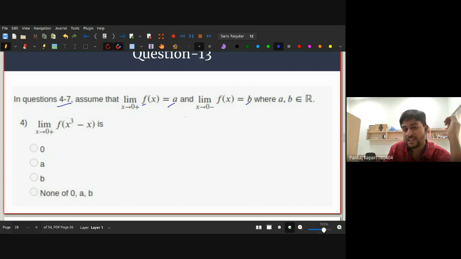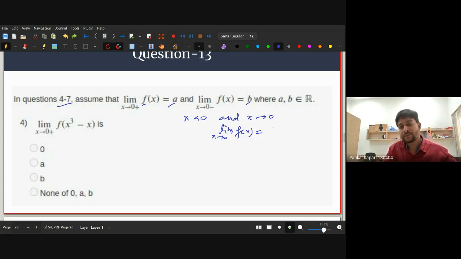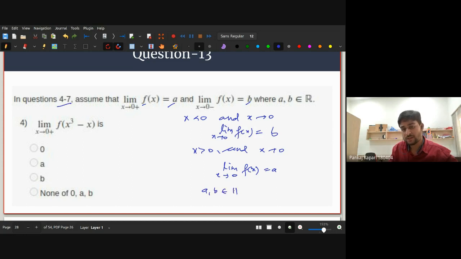That is, if your x is less than 0 and x still approaches 0, then the limit of your function is, oh no, it's b. And these numbers are real numbers. So if x is positive and x goes to 0, that means you are approaching 0 from the right hand side, and this limit is given to be a. Both these limits are finite numbers, they belong to R. These are not infinite limits, these are finite limits, they are real numbers.